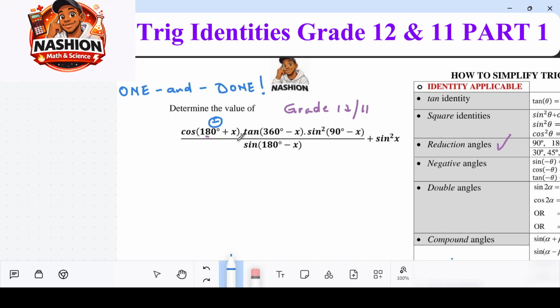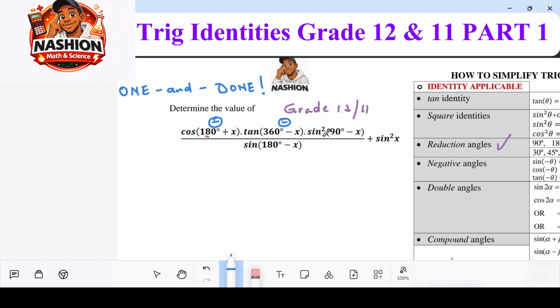1 and done method. What about tan, the next one here? Let's do it. 360 minus, in the place of x, put 1. Tan of 360 minus 1 will give us another negative sign. So 1 and done. So for now, we are working out the signs, guys. We are still going to write the answer in full.